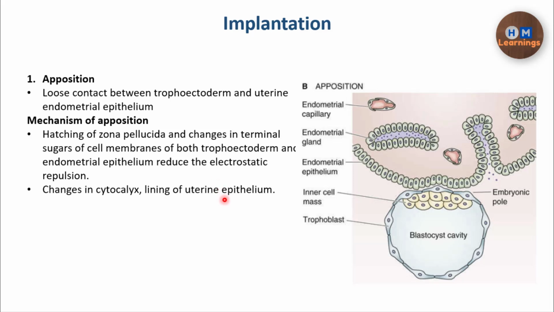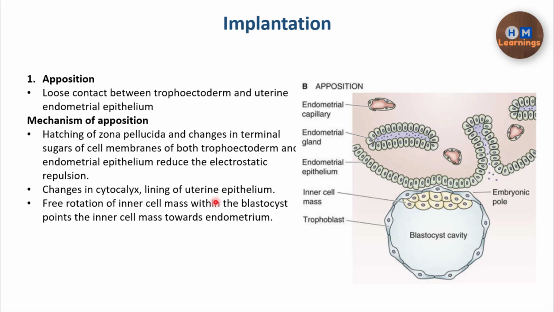Another thing is that the lining of the uterine epithelium, which is the glycocalyx, is also going to be changed. These changes make sure that these two structures can come closer to each other. Another thing is that the whole trophoblast, or the whole blastocyst, all the trophoblast cells have the potential to attach or come in contact with the endometrium. So from any side, it can come in contact with the endometrium.